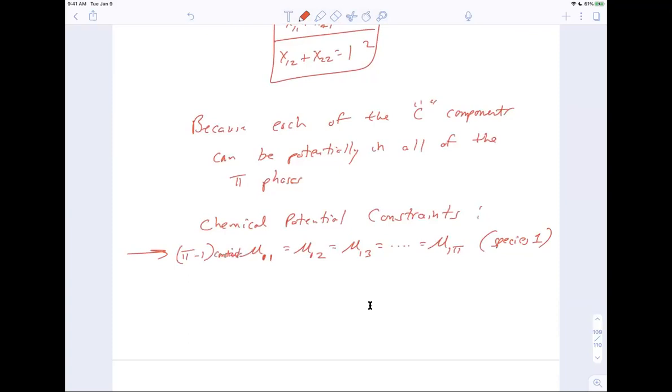Okay. So let's look at mu2. So let's look at the chemical potentials of species 2. So the chemical potential of species 2 in phase 1 is equal to the chemical potential of species 2 in phase 2, which is the same as the chemical potential of species 2 in phase 3, and so on. And so this is for species 2. And again, I don't think it's surprising that we will have pi minus 1 constraints.